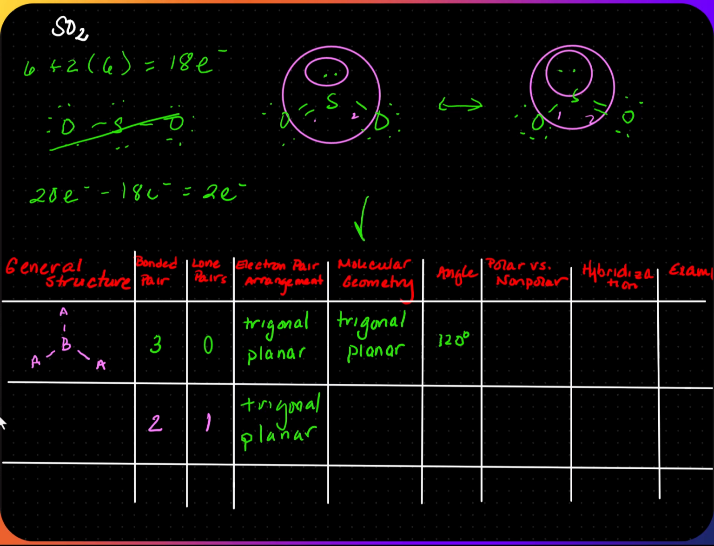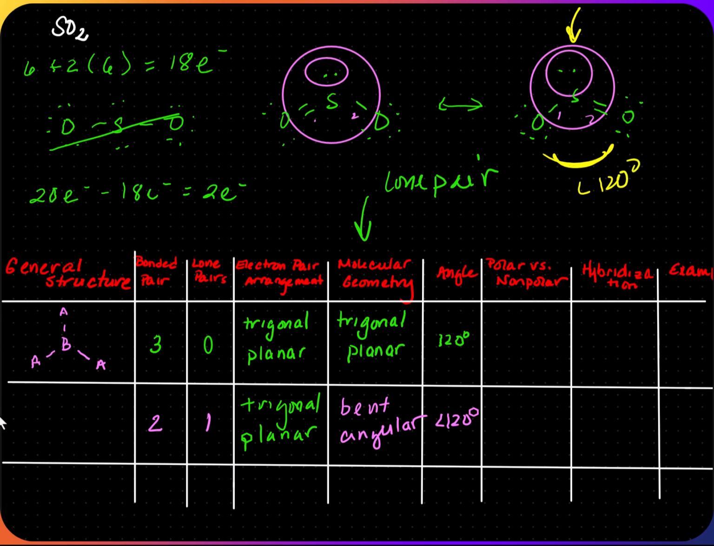However, the molecular geometry accounts for the lone pair, so it cannot be trigonal planar. The lone pairs will repel, and if you look at the structure I drew, it looks bent or angular. So the molecular geometry is bent or angular, one or the other. You don't need to do both. And my angle is going to be less than 120. These lone pairs repel. This angle between the oxygens will be less than 120. And you just need to memorize it is less than 120.